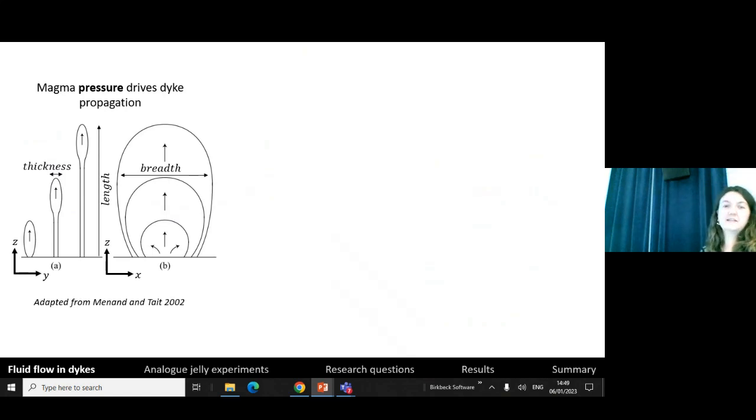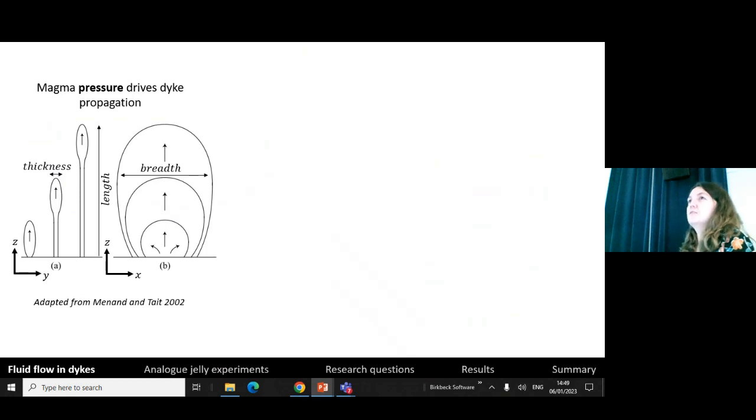So shown here is a dike in two orientations: in the plane of its thickness, where it opens against the rock, and in the plane of its breadth, where the fluid can spread laterally. And we consider dikes that are driven by an influx of fluid, where they are initially driven by the pressure from the injection. They may eventually become buoyant once enough fluid has been injected, but this isn't always the case.